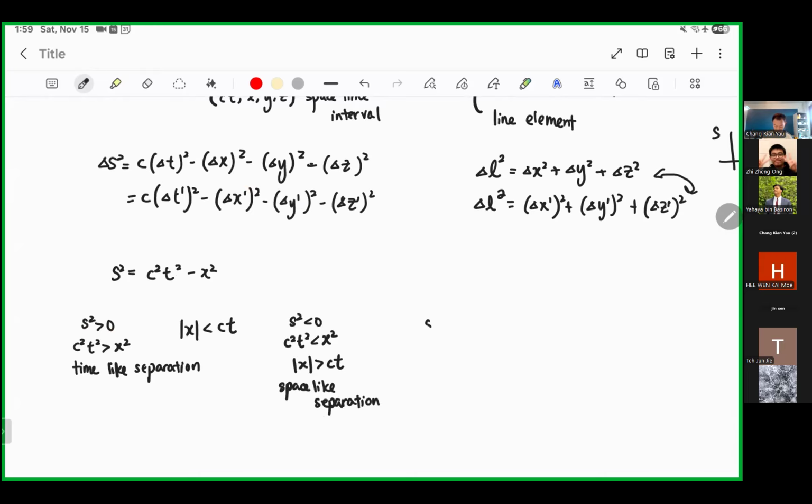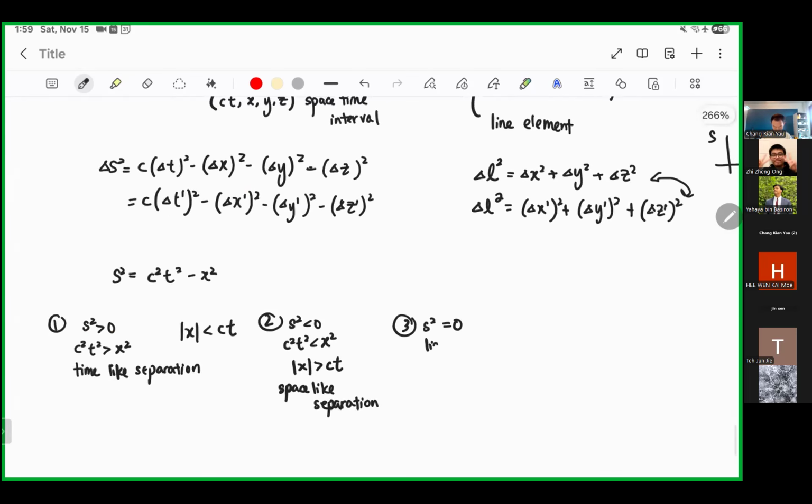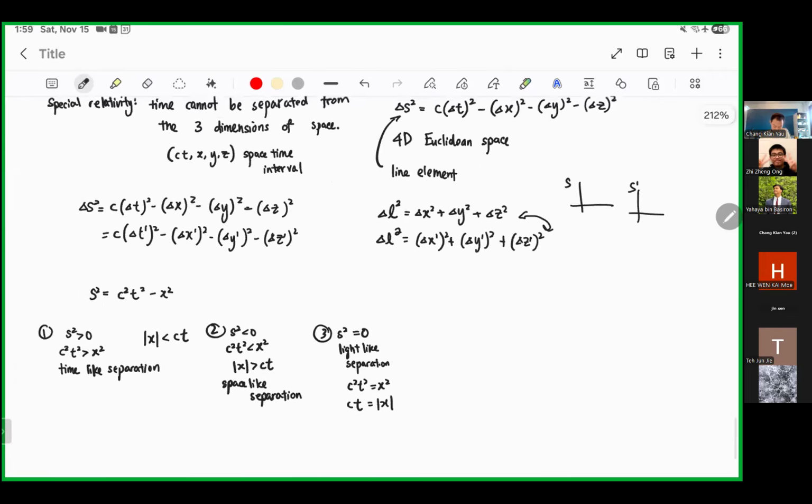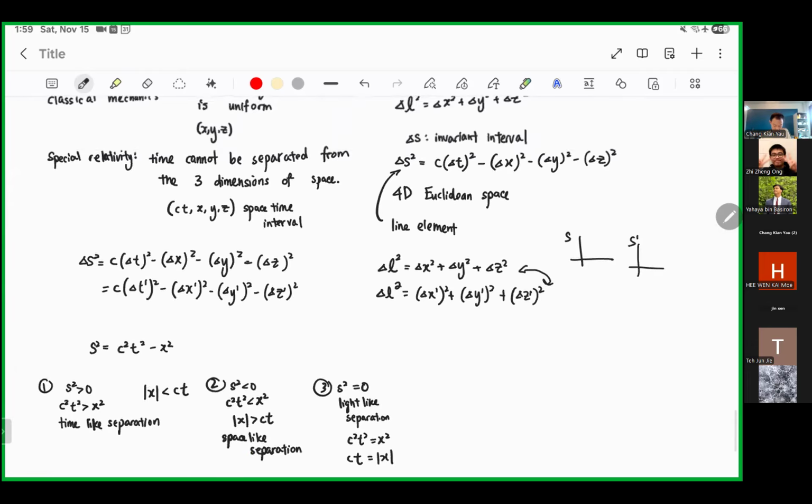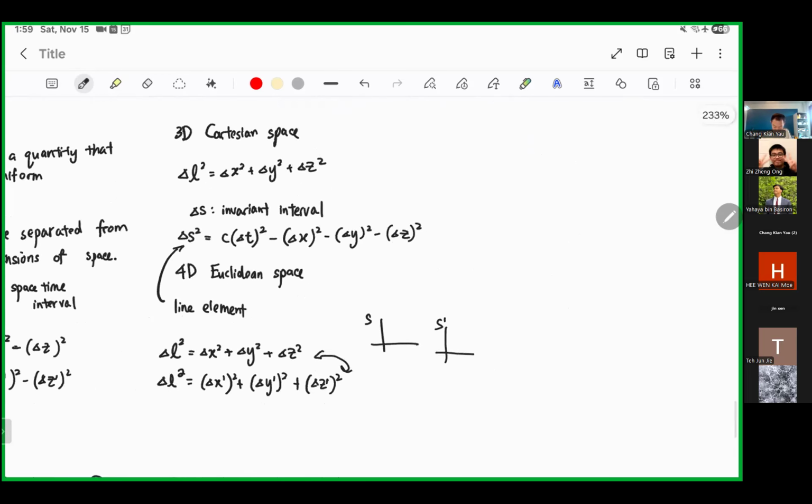And then you have the third case, s squared equals 0. We call it the light-like separation, because c squared t squared equals x squared, and this holds. Also, another thing to note is that depending on which textbook or literature you use, we have two different versions of delta s. The one that I use here is this, but some people define it this way.